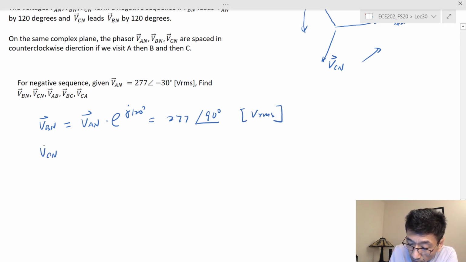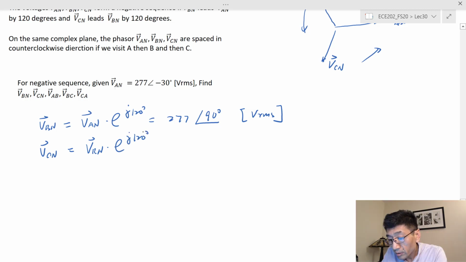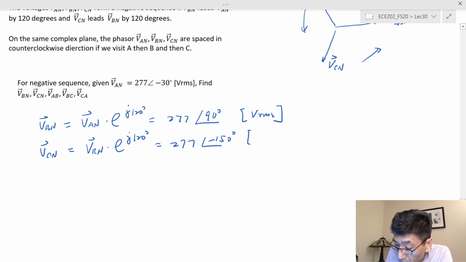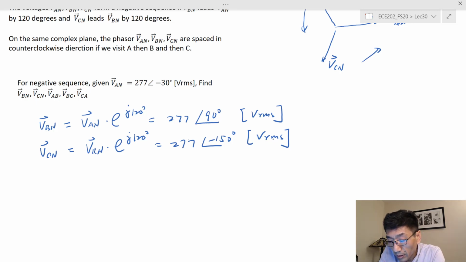And VCN is going to be leading VBN by 120, right? So that's VBN times e^j120. So instead of having 210 degrees, we have negative 150 degrees, 277, the same magnitude, and that's negative 150 degrees. Because e^j210 degrees is the same as e^j negative 150 degrees, right?